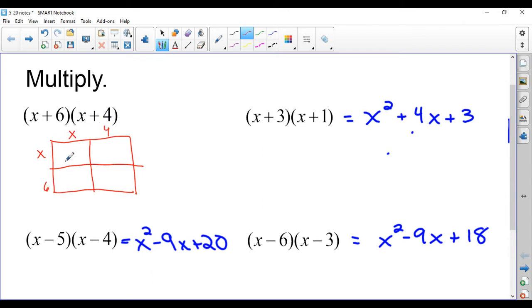I'm multiplying x plus 6 times x plus 4. And again, it never mattered which one you put where. And then in each box, I multiply x times x to get x squared. I multiply x times 4 to get 4x. 6 times x and 6 times 4.